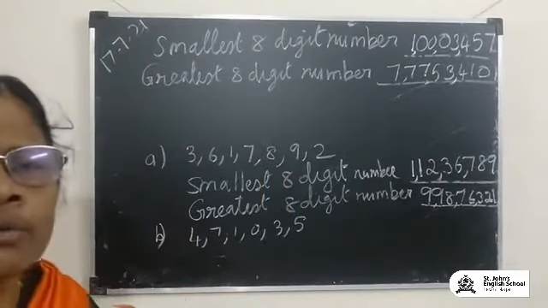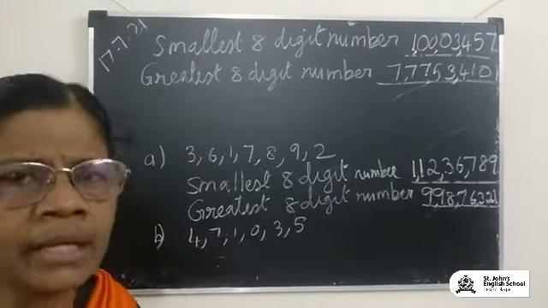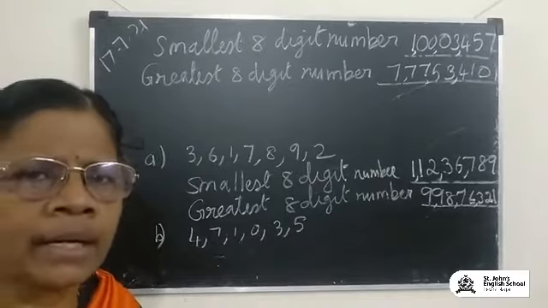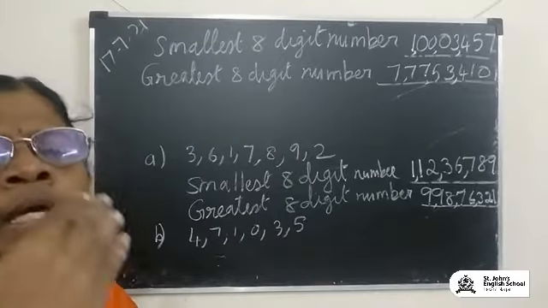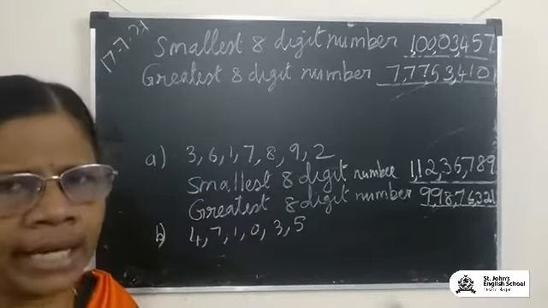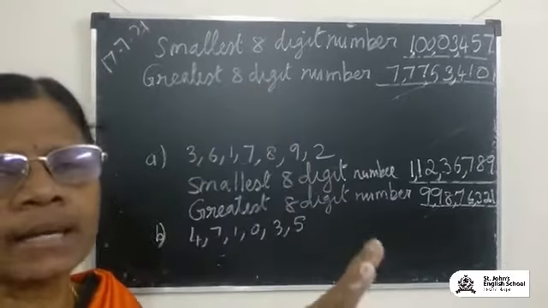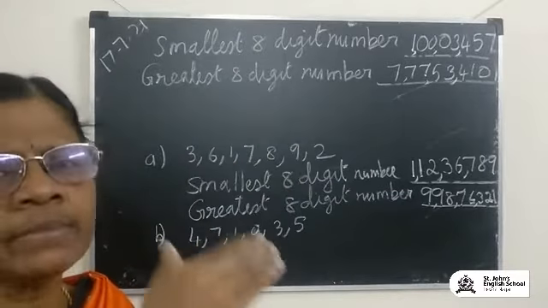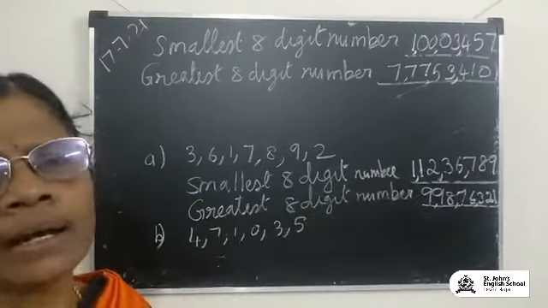53,410. So out of the numbers given, if you have to form the smallest or the biggest number, you have to repeat the smallest number 2 more times and the biggest number 2 more times, because it's from 6 numbers to an 8-digit number.